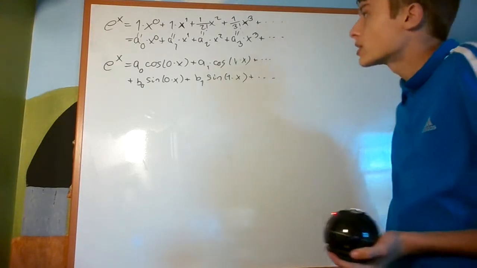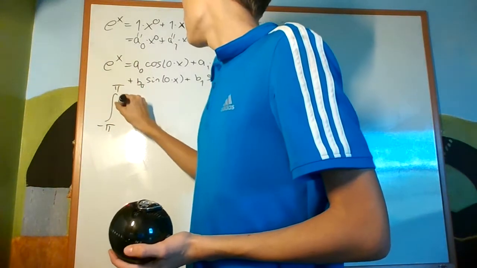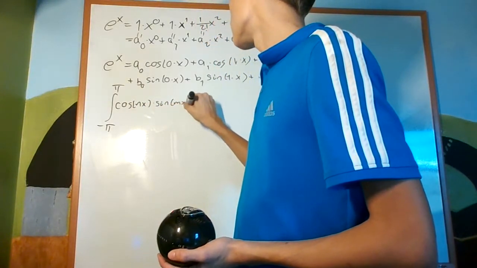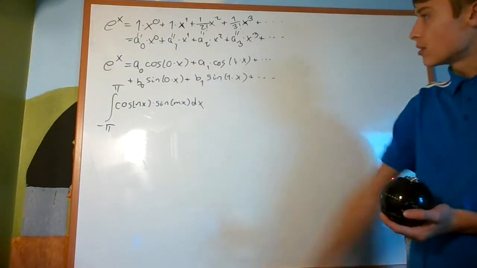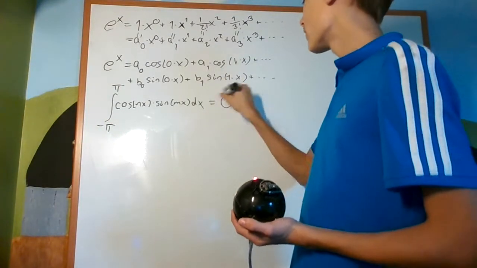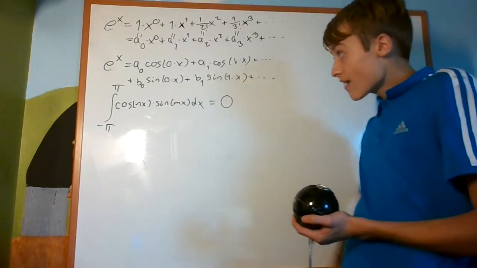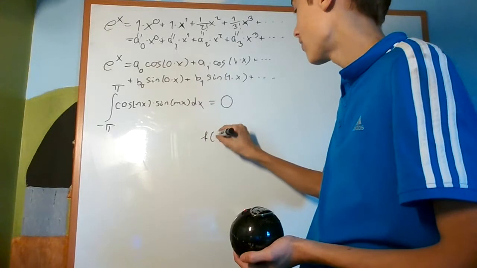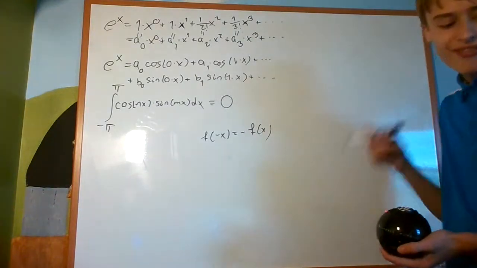Well, first, let's look at a very specific integral. The integral from negative pi until pi of cosine nx times sine mx. What's the value of this integral going to be? Well, it's going to be 0 for a very specific reason. It's an odd function. Basically meaning if I input negative x, I'll get the negative value. Right? f of negative x equals negative f of x. Okay? It's an odd function.